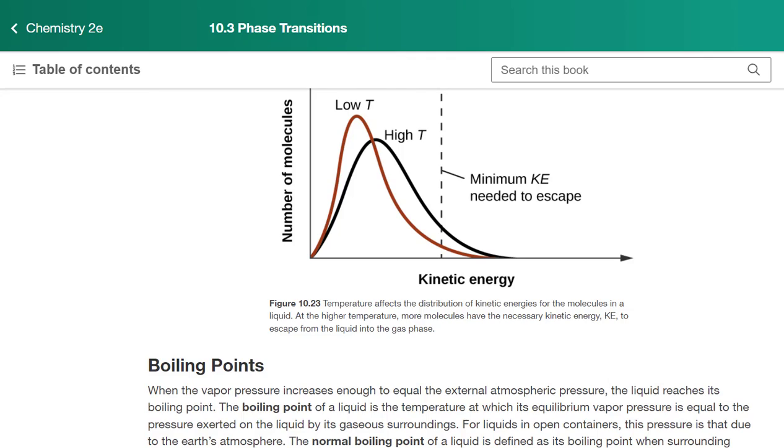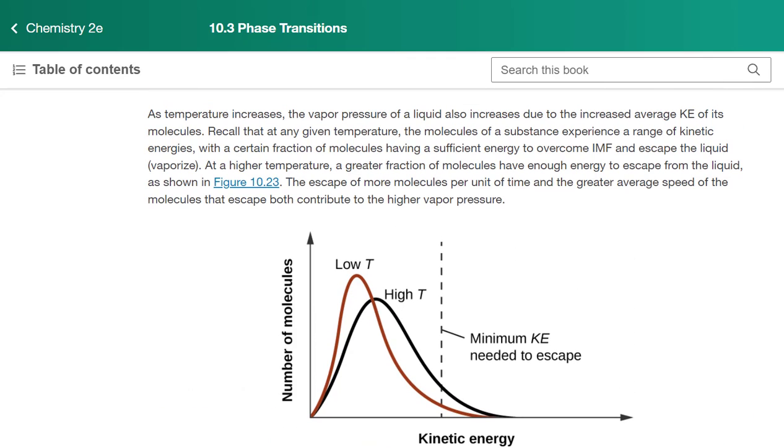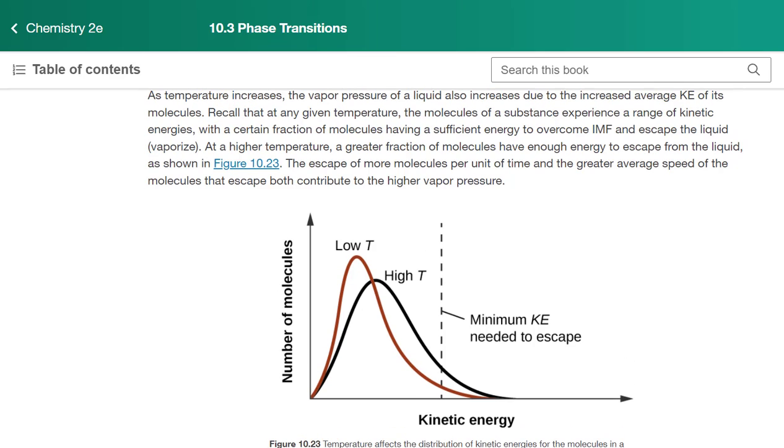So let's talk about this a little bit more from the perspective of what that liquid is doing. We have a graph here showing the kinetic energy of a particular molecule in the liquid phase, and then the number of molecules that have that particular kinetic energy. So when we have a low temperature, we have this sort of distribution. It's a tighter distribution. By tighter, I mean the distance from one side to the other of this bell curve is smaller, and the peak is a bit higher.